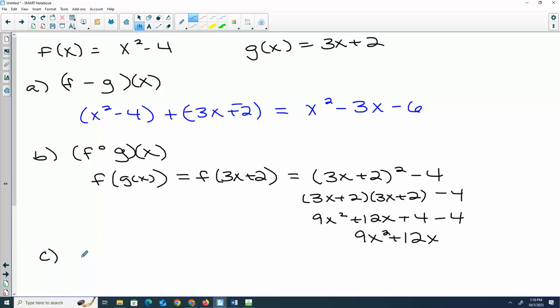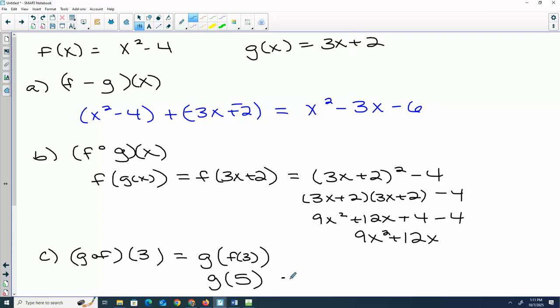What if I asked you for g of f of 3? What does that mean? Good. So I go to function f. If I plug in a 3, what do I get out? Right, 9 minus 4 is 5. Then I go to function g. I plug in a 5. And we get 17. Okay, so I could ask you to do these function operations with or without numbers.